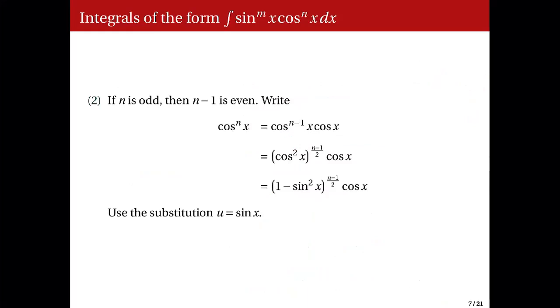And in the end, what you're going to do is to change the cosine in terms of sine. Once you've changed all the cosines in terms of sine, except for one cosine which you will take out from cosine to the nx, you will now do the substitution u equals sine x. So it's the same as in the previous case, but this time, the power of cosine is odd.